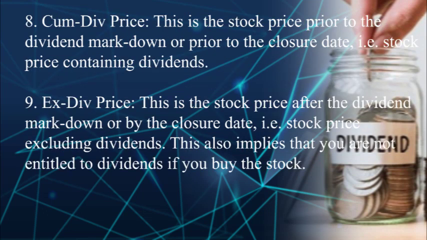8. Cum div price. This is the stock price prior to the dividend markdown or prior to the closure date, that is, the stock price containing dividends. 9. Ex-div price. This is the stock price after the dividend markdown or by the closure date, that is, the stock price excluding dividend. This also implies that you are not entitled to dividends if you buy the stock.